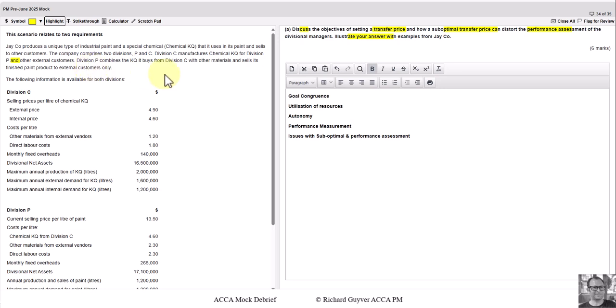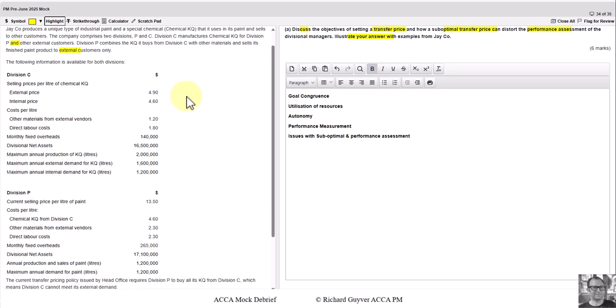Division P combines the KQ chemical it buys from Division C with other materials and sells the finished paint product to external customers only. Some get confused by this, and it's worth making sure you understand exactly what's going on. So P is making the paint and selling to external customers. One of the chemicals that goes into the paint is this chemical KQ, which it buys from C, and C is another division, but C also has its own external market. We've got the following information.